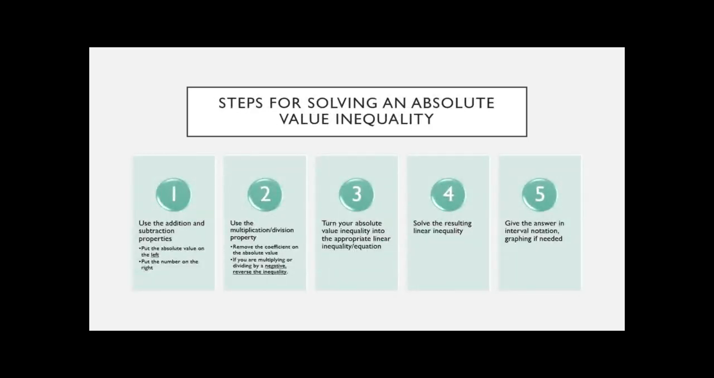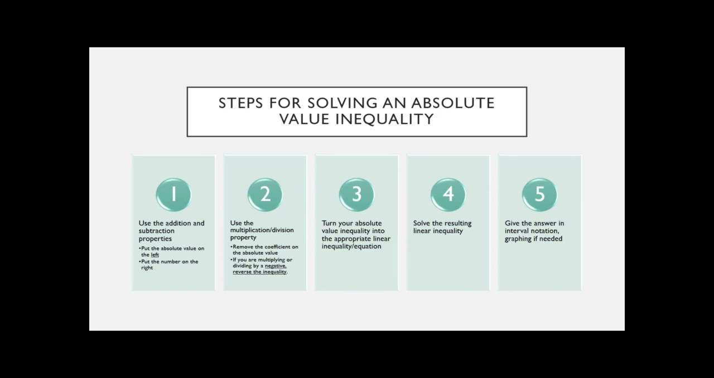So, steps for solving an absolute value inequality. First, you need to use any addition and subtraction properties, because you need to get the absolute value by itself, and it has to be on the left. When you have absolute value equations, it doesn't matter if the absolute value is on the left or the right. But when we have inequalities, our variable always has to be on the left of the inequality. So if it's not, you have to put it on the left side, and make sure any number that's added or subtracted is on the other side.